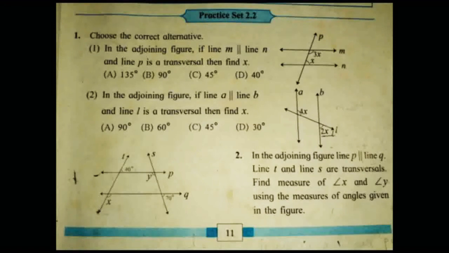Now we will do question number first, second one. In the adjoining figure, if line A is parallel to line B and line L is a transversal, then find X. 4 options are given. After solving the sum, you have to choose the correct option. You have to find the value of X. On line A, 4x is given and on line B, 2x is given. So let's start solving the sums.